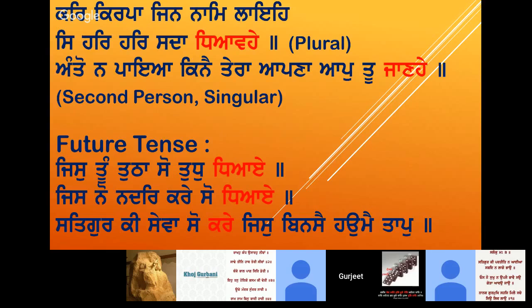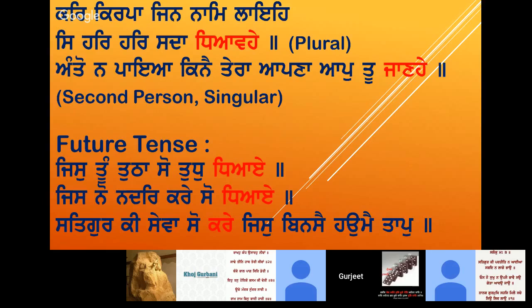And then in future tense, jistu tutta so to the tyai. So this is in the future tense, that this is a reward you get. If I am doing some action and he is happy with my action, then I'll be doing this in the future. Jisnu nazar kare so tyai. They will just be doing their action. Satguru ki seva so kare. Only those people can do the seva.